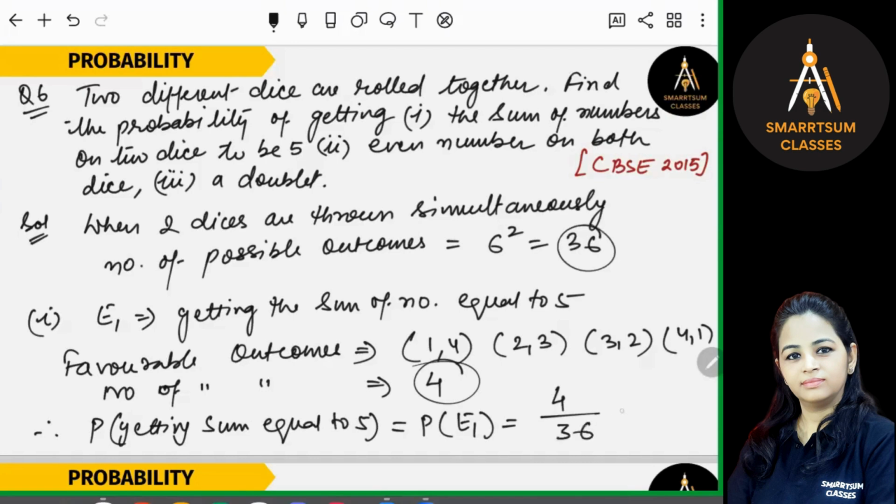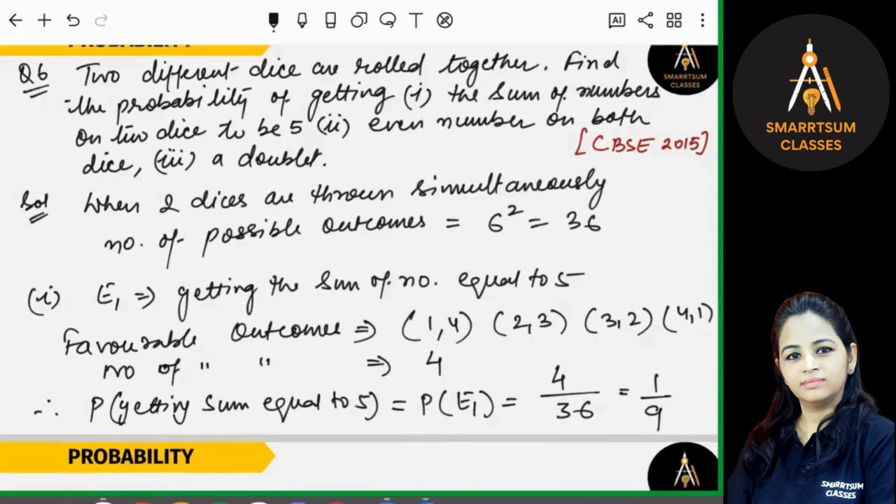So this is 4 upon 36, which is 1 by 9, right? So in this way, we have got the probability of getting the sum of the numbers equal to 5. Is that clear? Now, in a similar way, we can find the second part.